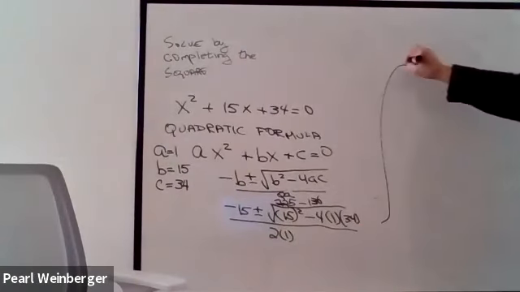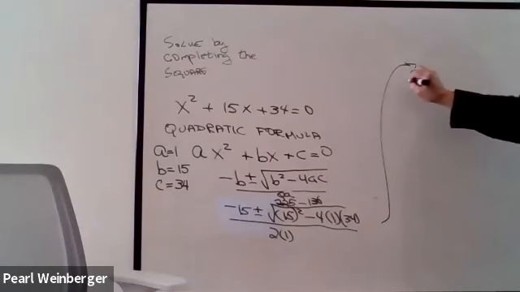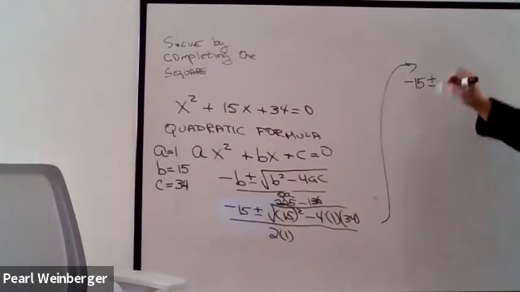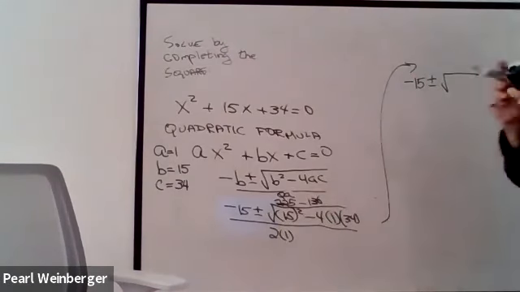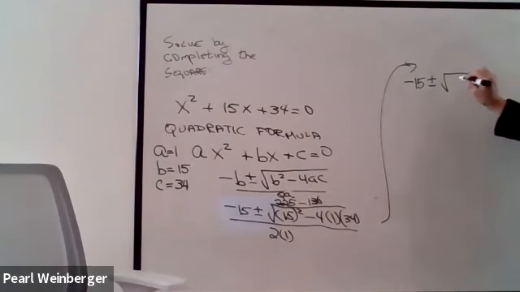Let's see what I have. I still have that negative 15 plus or minus. Now, in my square root, I have the 225 minus the 136. So let's subtract it. 225 minus 136 is 89. And it's over 2.